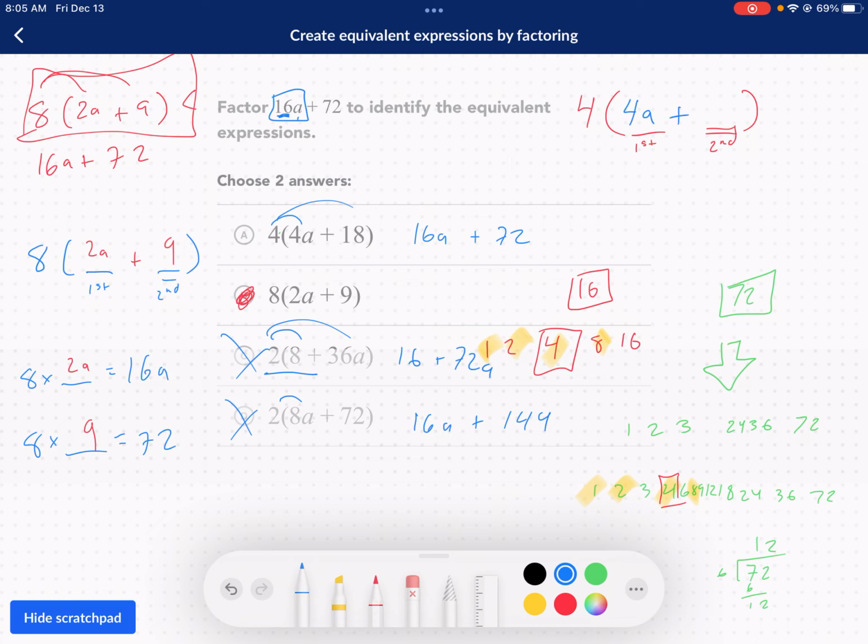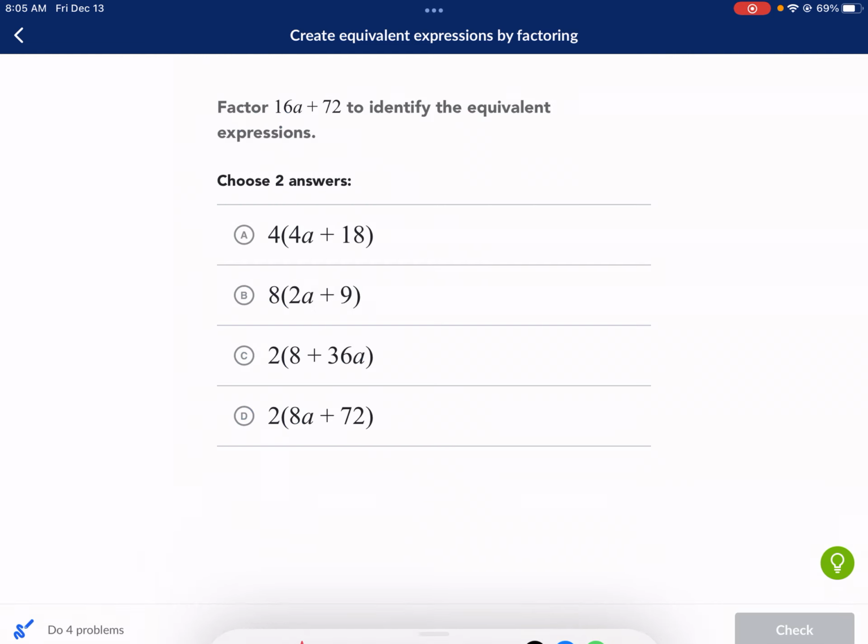Then I think to myself, okay, what do I multiply by 4 to get 72? Well, hopefully I've already done this work for myself, and I think I figured out that it was 18, right? So then I'll put 18, 4 times 18 equals 72, and there I go. Okay, so that is another way to factor. Now, it's not factoring out with the GCF, but it is another way to factor, and it is equivalent, meaning equal to. So that's why A and B are my correct answers.